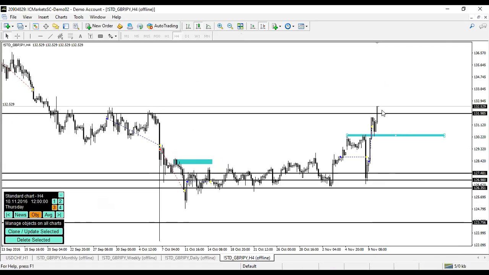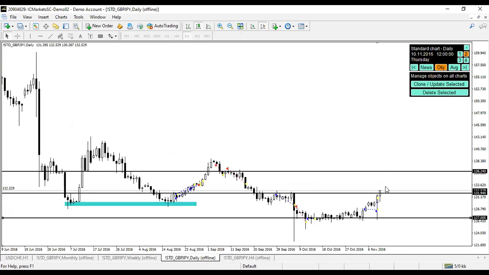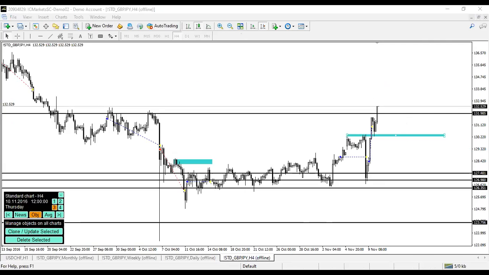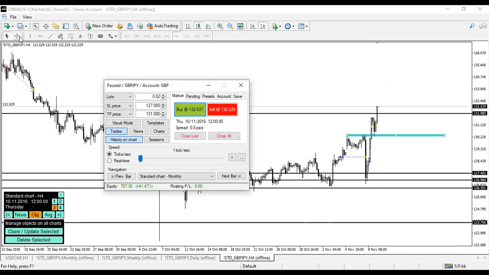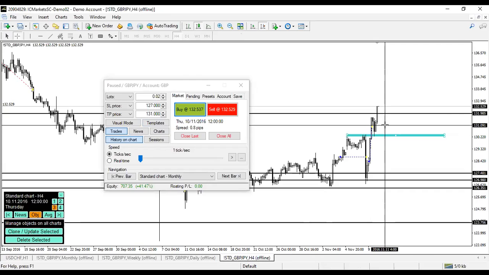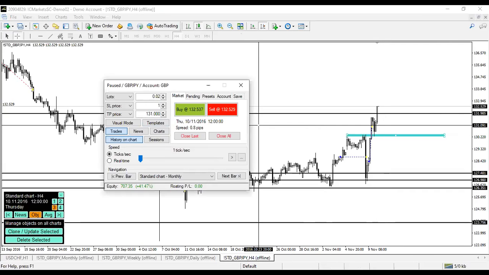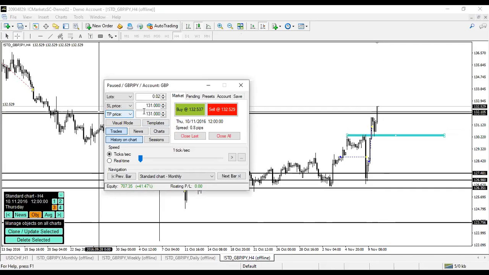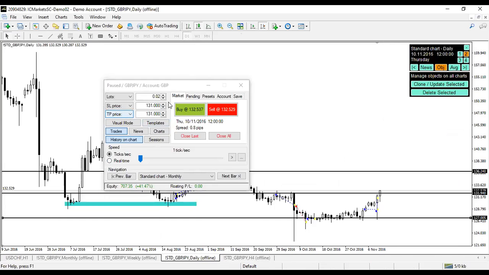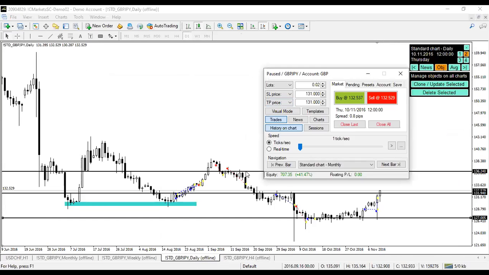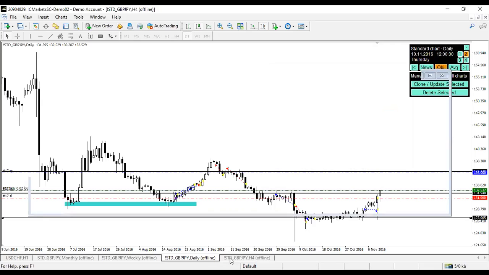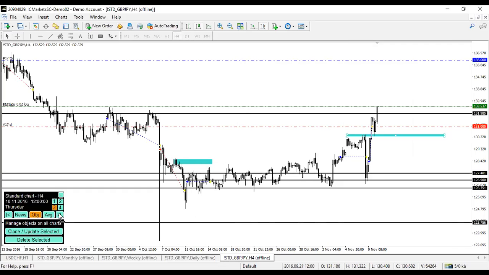So let's see. As we see, price broke the level on the high side, the daily level as well. So what you do is simple: go with the buy position and put your stop loss right below the wick of this candle, 131. This would be your stop loss, and we are targeting this daily level. This one is 136.246. So we are going to buy this. Let's see how price behaves at this level.